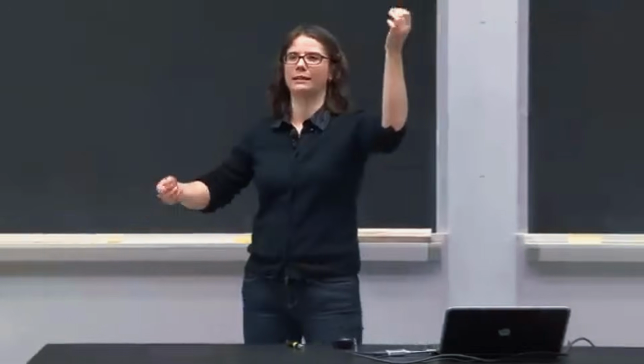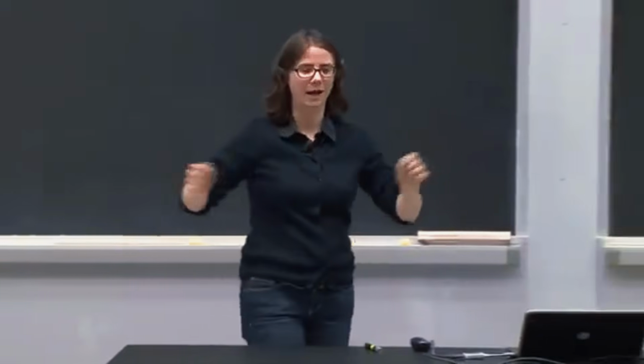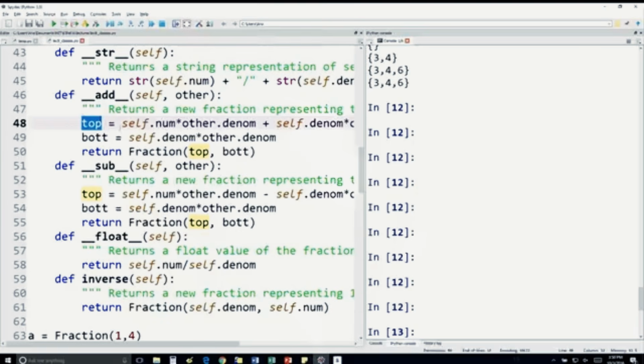So it's my numerator multiplied by the other denominator plus my denominator multiplied by the other numerator, and then divided by the multiplication of the two denominators. So the top is going to be that. The bottom is going to be that. Notice that we're using self dot. Right? Once again, we're trying to access the data attributes of each different instance, of myself and the other object that I'm working with. So that's why I have to do self dot here.